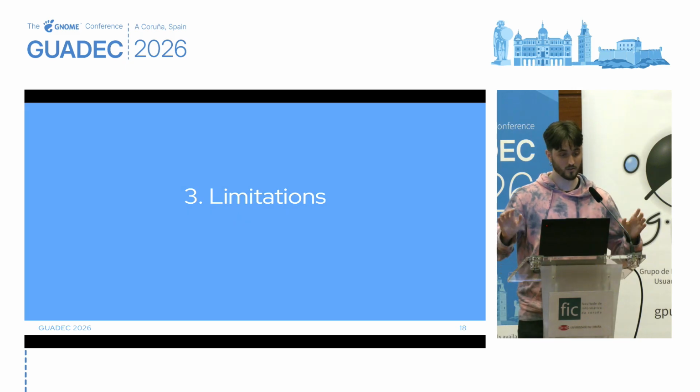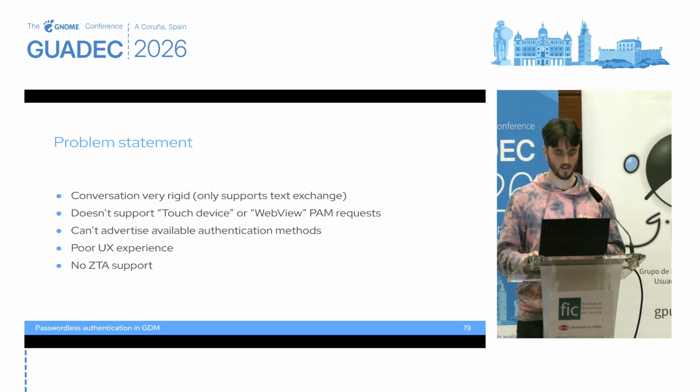Good. So everything works, it's fine, but there are some limitations. The PAM conversation is a bit rigid because the communication is blind. It treats all messages as text. And that is not very good if we want to support some other special methods like passkey or external identity providers, where we might require special messages like touch the device or show a web view.